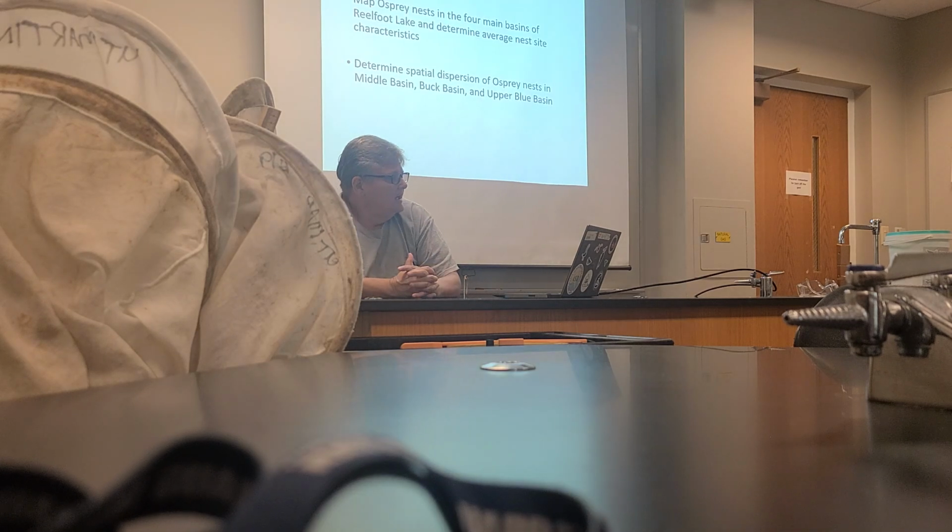All right. And so our goals for this project were to map the nests in the 4 main basins of Reelfoot Lake, which is Upper Blue Basin, Lower Blue Basin, Middle Basin, and Buck Basin. That was our goal. And then you'll notice we determined the spatial dispersion in Middle Basin, Buck Basin, and Upper Blue Basin. Lower Blue Basin is omitted here because there were only, I think, 3 total nests in the whole basin. If you don't know anything about Reelfoot, that's the deepest basin, and it doesn't have as many standing cypress trees as the other basins. It doesn't have appropriate habitat, in other words. And so we didn't do any statistical analysis on Lower Blue Basin.